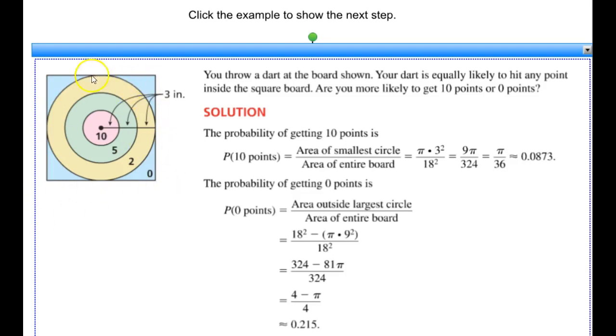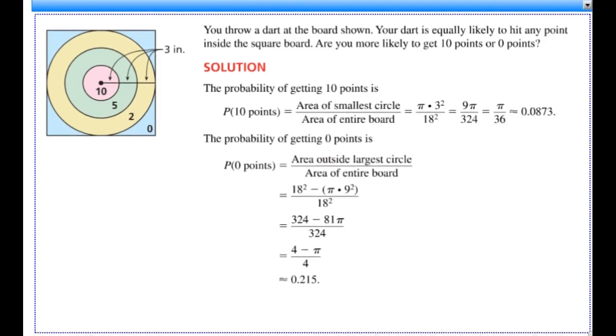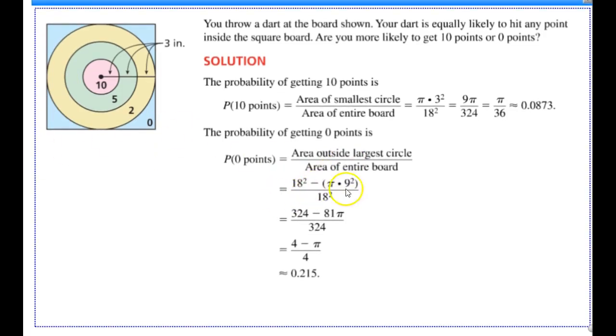So I have to figure the area outside the largest circle divided by the area of the entire board. So first I find the area of the whole circle, which is pi times 9 squared, and I subtract it from the entire area of the whole board, because that tells me what's left over on the 4 corners. And then I divide it by the area of the whole board, which simplifies down to 0.215. So I see that this number is closer to 1 than my probability of getting 10, so I'm more likely to hit 0.